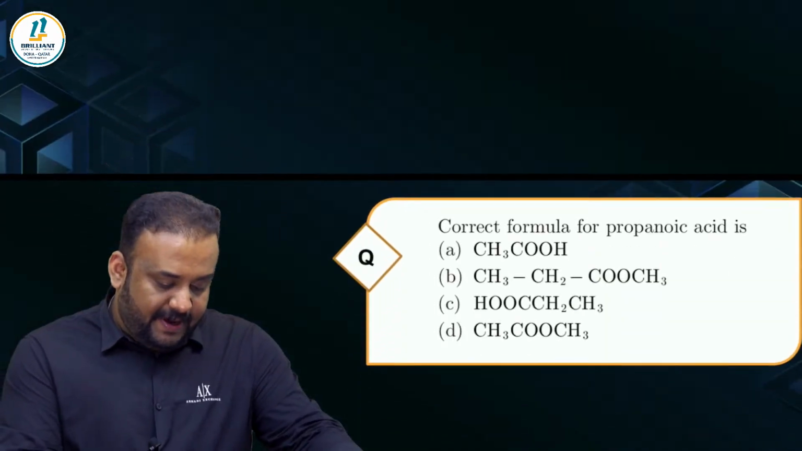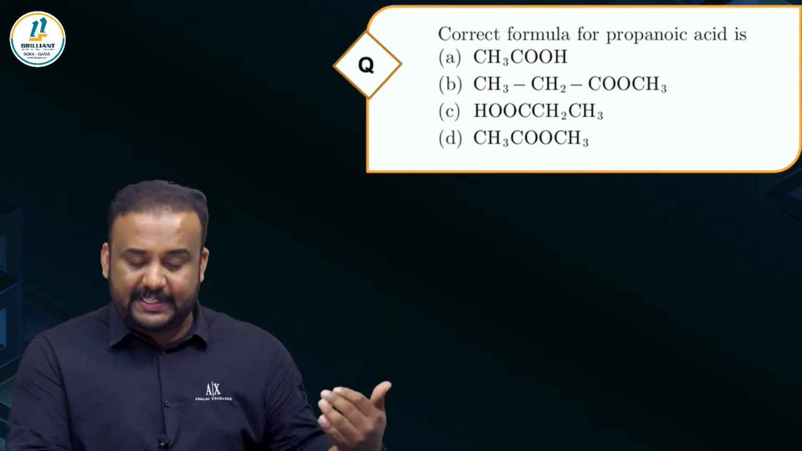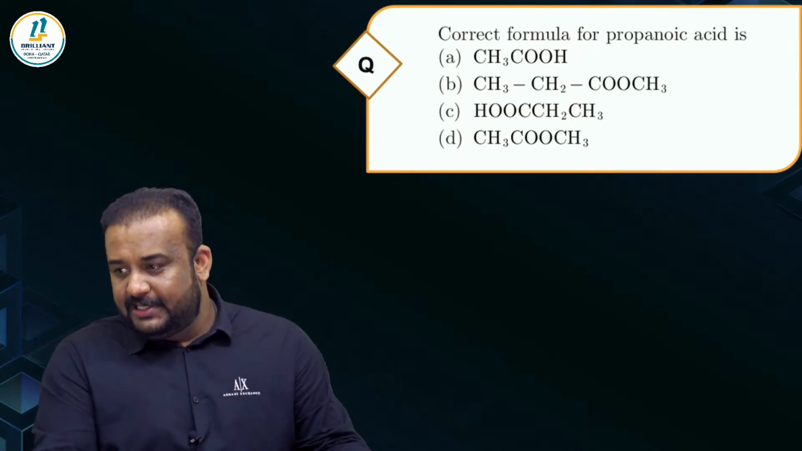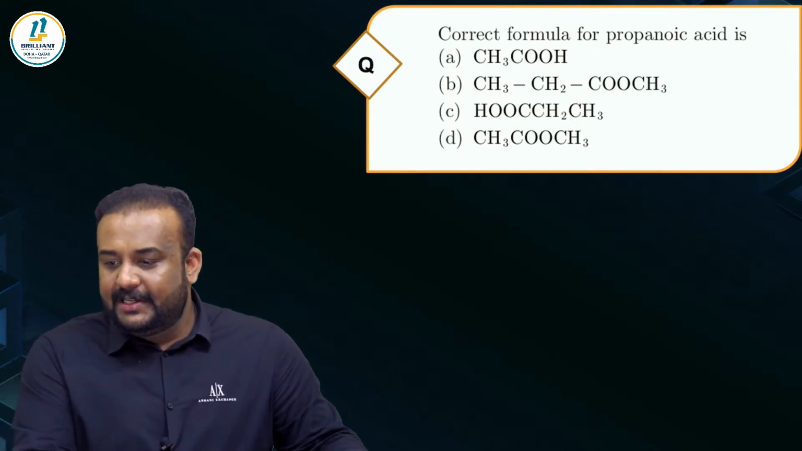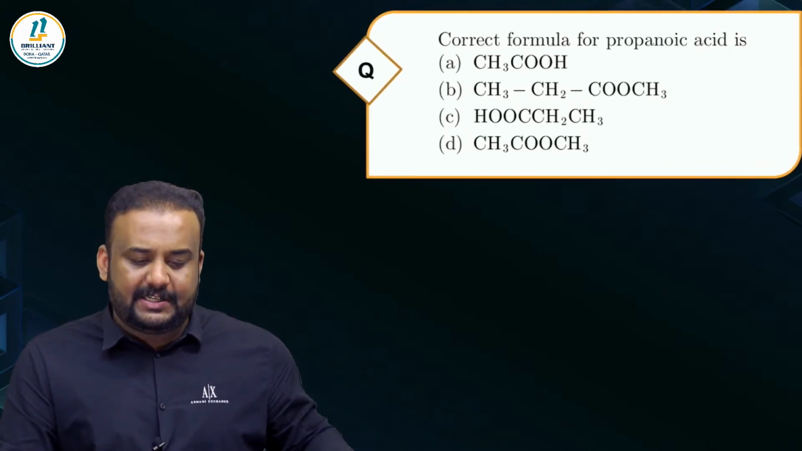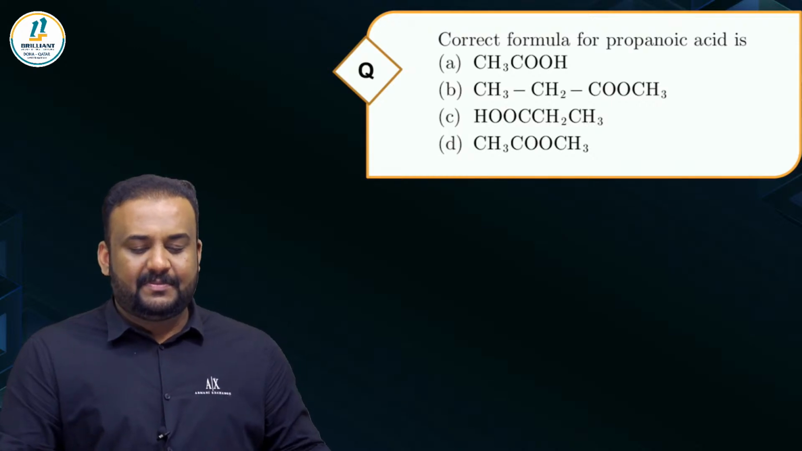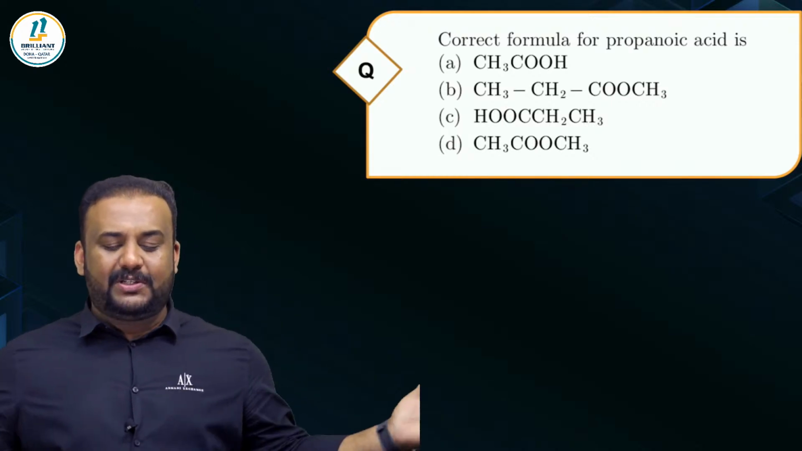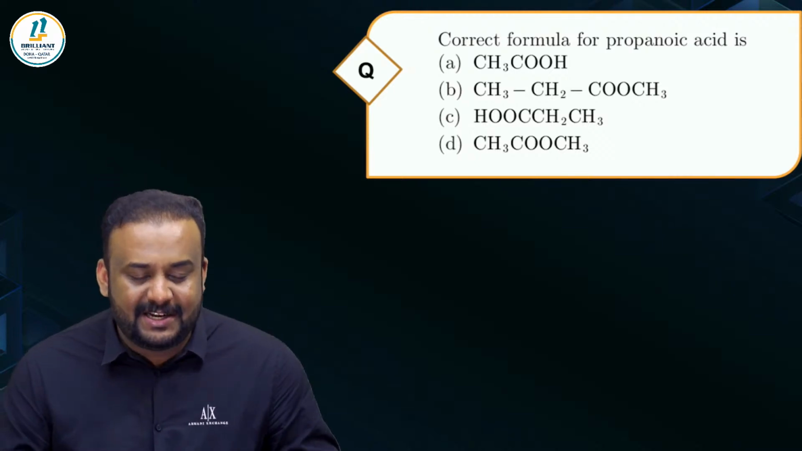Okay, perfect. We'll do 2 more questions and we'll directly go to the quiz because the time is almost over. Correct formula of propanoic acid is. Come on, guys. Quickly answer it. Come on. You have all that fire now. With that, try to answer.